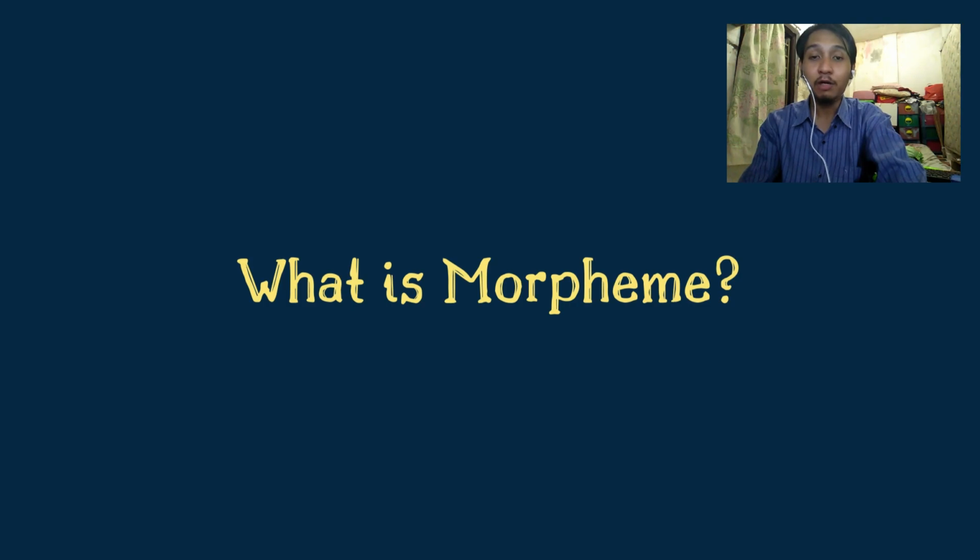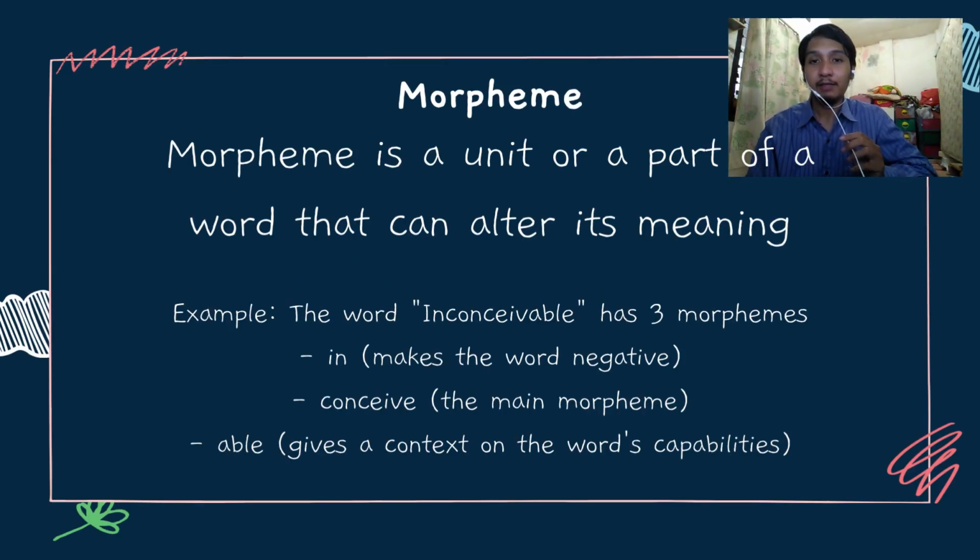Before we get into bound morpheme and free morpheme, first we need to know what a morpheme is. So, a morpheme is a part of a word that can alter its meaning. For example, in the word inconceivable, there are 3 different morphemes. The first, the morpheme in, second, the morpheme conceive, and the third, able.